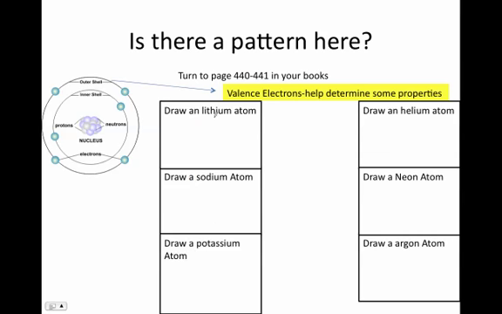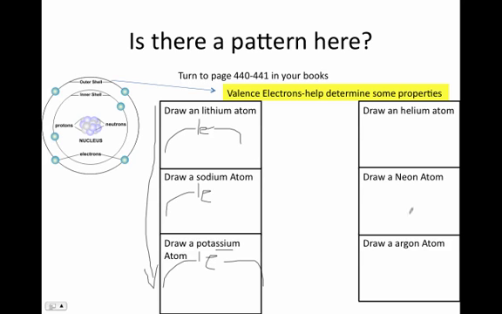Let's talk about a pattern. If we were to draw atoms of lithium, sodium, and potassium and compare what they looked like, here's what we would see. Lithium would have 1 electron in its outer valence shell. Sodium, if we drew it, would have 1 valence electron, and potassium would have 1 valence electron. And the reason for that is they're in the same up and down column in the periodic table, which means that they're very similar to each other in the way they behave and react.